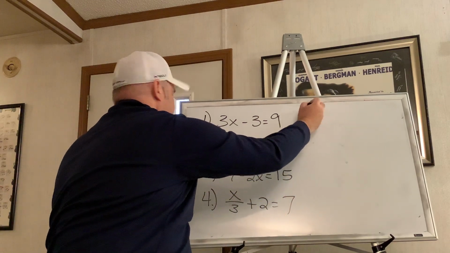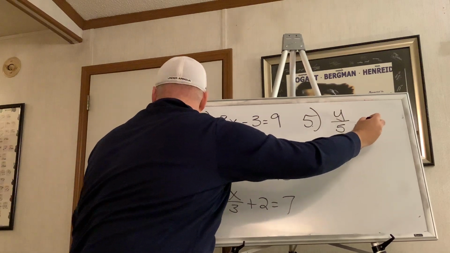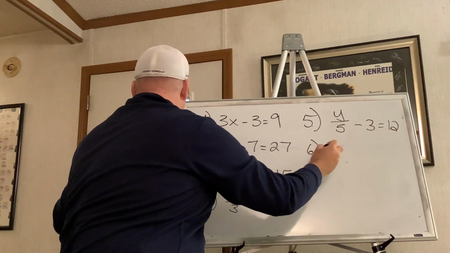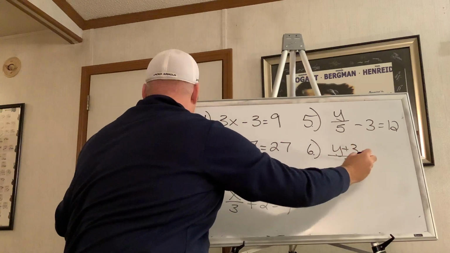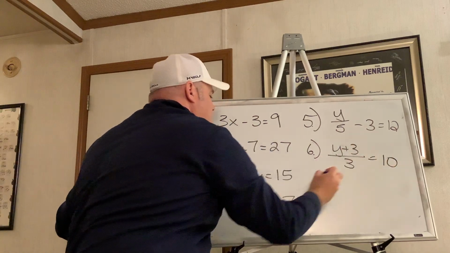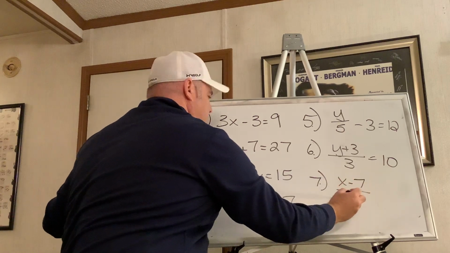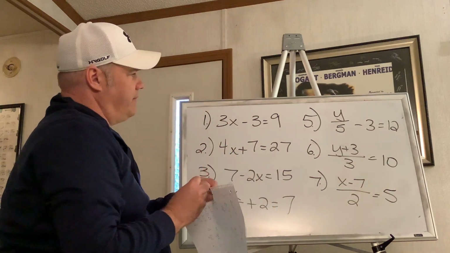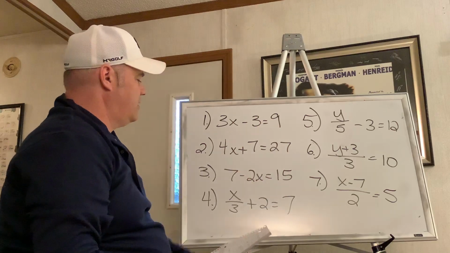Okay? Number 5 is y over 5 minus 3 equals 12. Number 6 is y plus 3, all on top of the fraction, so keep that in mind, equals 10. And number 7 is x minus 7 over 2 equals 5. Okay? All right, try those 7 problems. We covered all this. Work with that, okay?